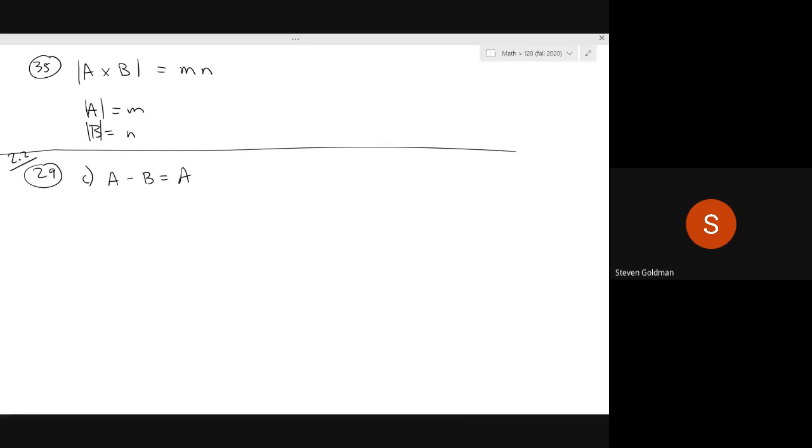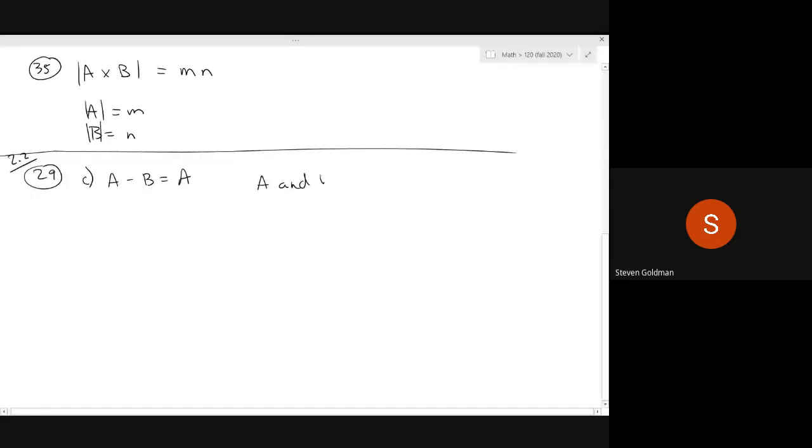A minus B is the set of all elements that are in A, but not in B, right? So when we calculate A minus B, we remove from the set A any elements that it shares with B. So if A minus B is equal to A, then that means that A and B don't share any elements. There's no elements that are both in A and in B. In other words, if A minus B equals A, then A and B, their intersection is empty, so they're disjoint. So in this one, we can tell that A and B are disjoint sets.